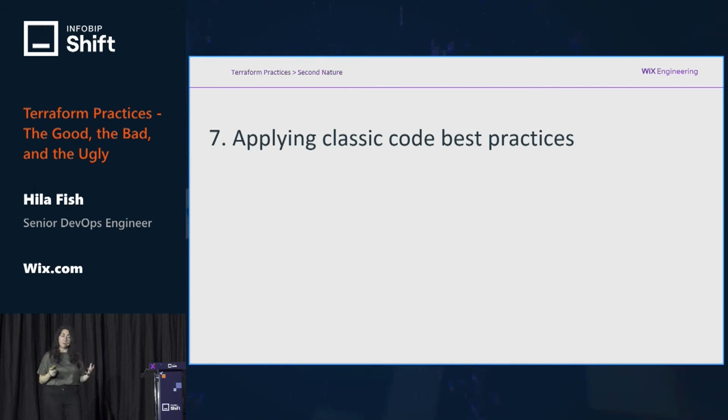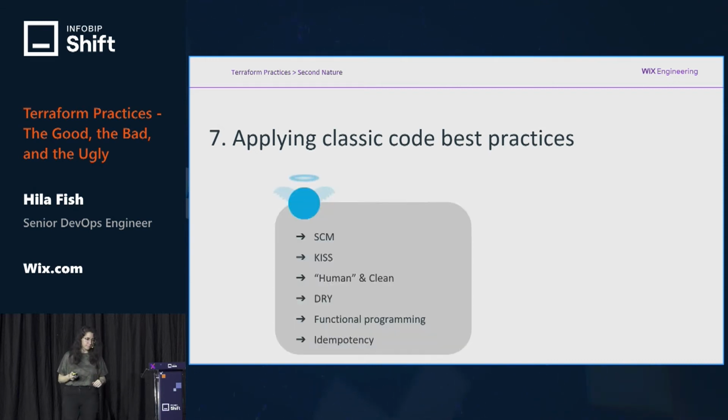So it is very important to apply classic code practices on Terraform as well, because it works in the same way. So keep the Terraform code in source control management. Keep the code as simple as possible. Do not repeat yourself if you don't have to. Even functional programming aspects and principles can be applied on Terraform. The code should be idempotent.